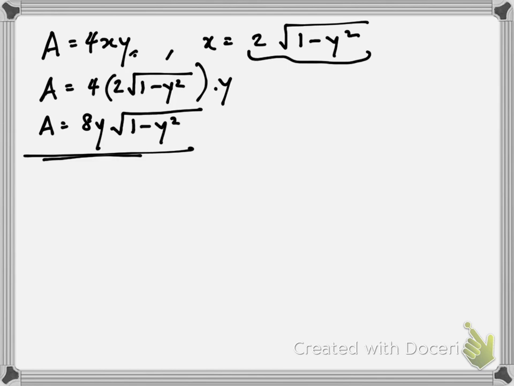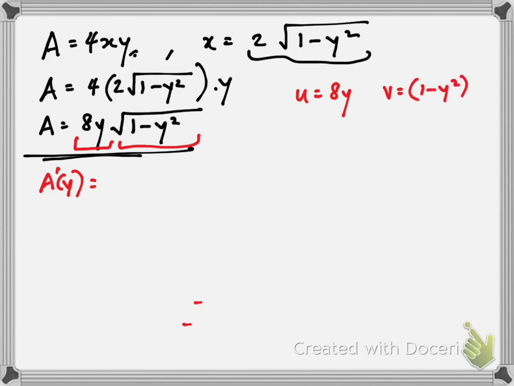What next? Well, you have to differentiate. You will quickly notice that this is a product rule scenario. So I'm going to change colors just to show you. U times V. Let's do that. So you've got A dash of y, or dA over dy. In order for you to do that, let's go U equals 8y, V equals, I'm going to put brackets, (1 minus y squared) to the power half, just to make it easy.